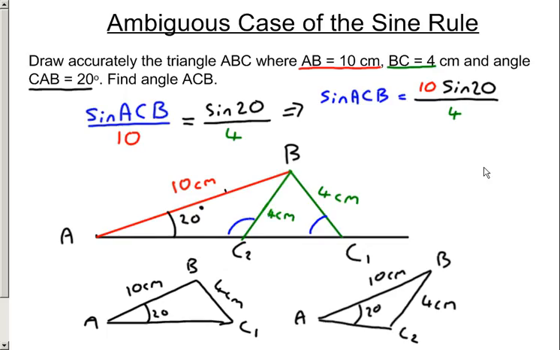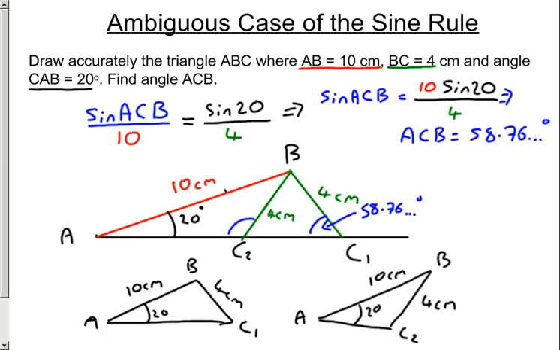Which tells us, when we work that out, we get that that is equal to, then we can work out ACB from there by doing sine inverse of that. So we get ACB is equal to 58.76 degrees. Now clearly that's the one at C1, because that's the acute angle. So that tells us that this angle here is 58.76 degrees. But what about the one at C2, the other option?